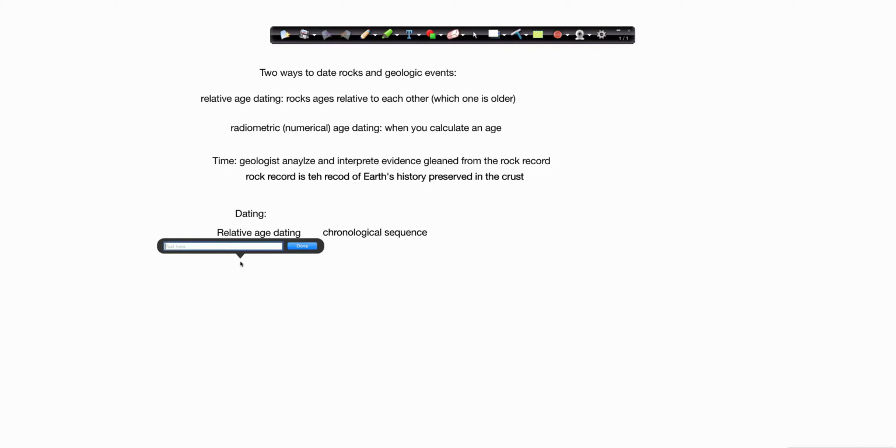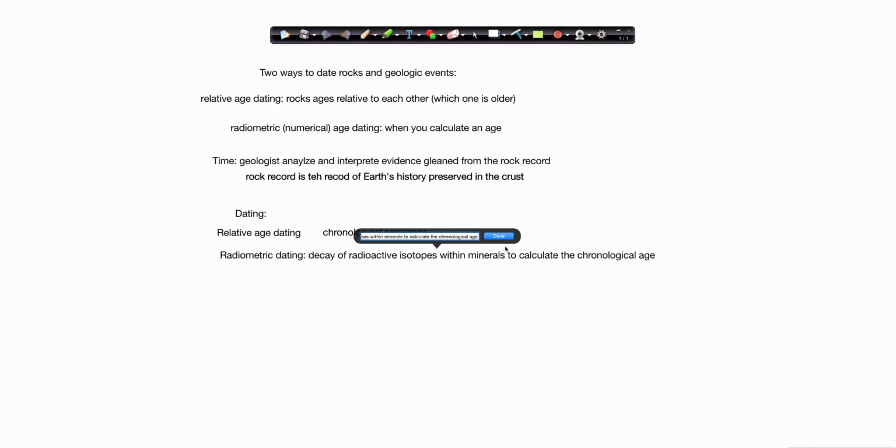And then you have your radiometric dating, which uses decay of radioactive isotopes within minerals to calculate the chronological age. So in general, you use a combination of relative age dating and radiometric age dating because this is done on metamorphic and igneous rocks primarily.